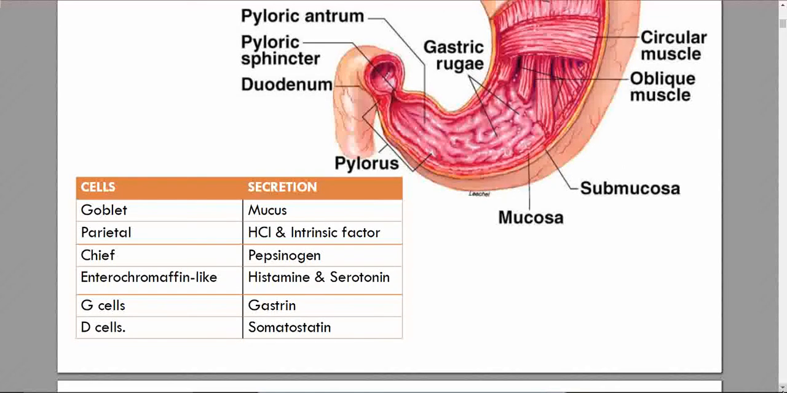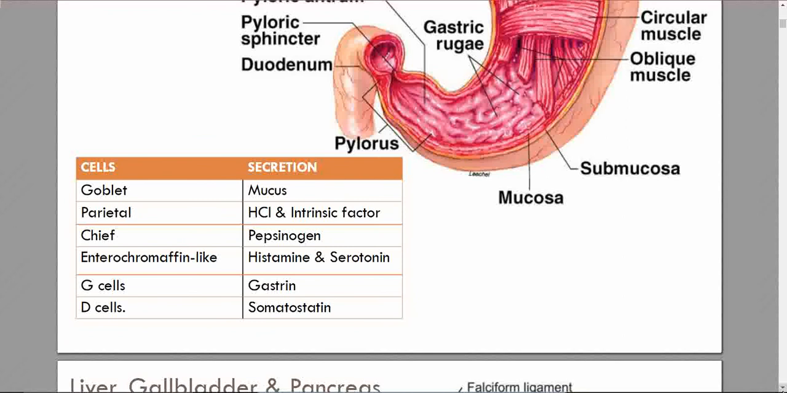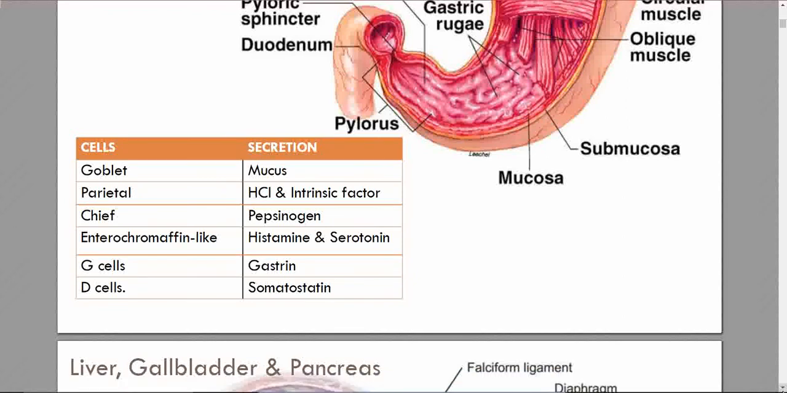So you need to know the secretion. The goblet cells will always secrete mucus. Parietal cells will secrete hydrochloric acid and intrinsic factor. Chief cells will produce pepsinogen. Then the sheath cells also in the stomach will produce pepsinogen. Heterochromaffin cells will produce histamine and serotonin.